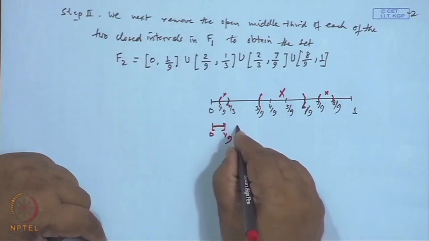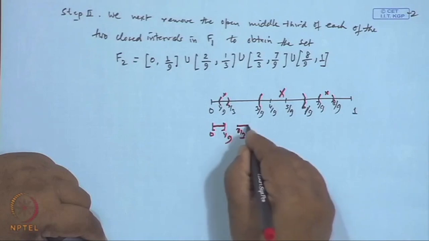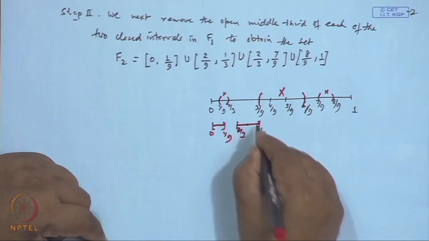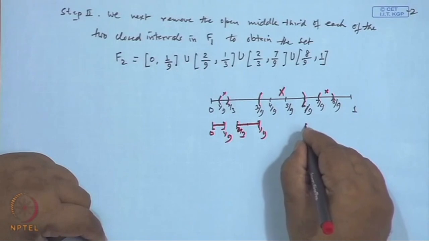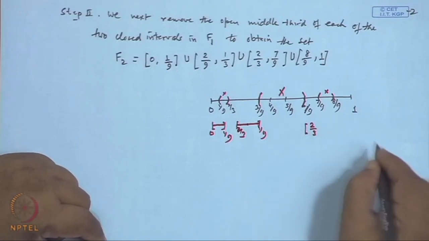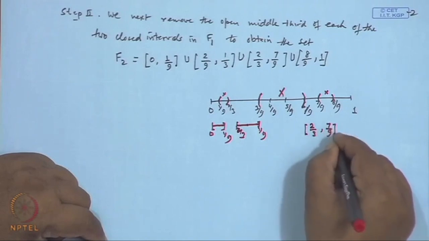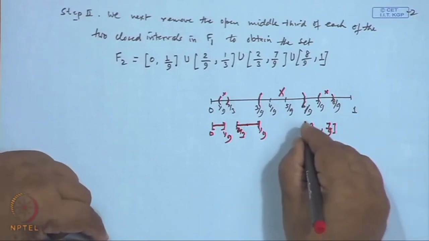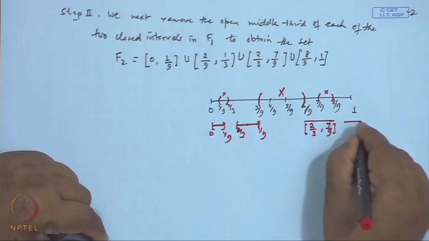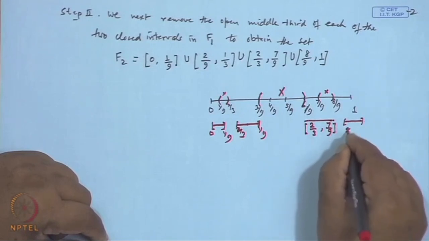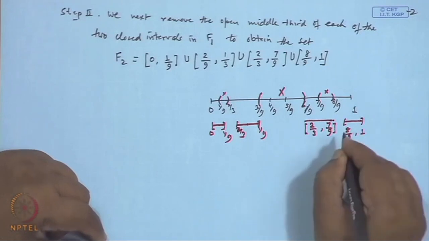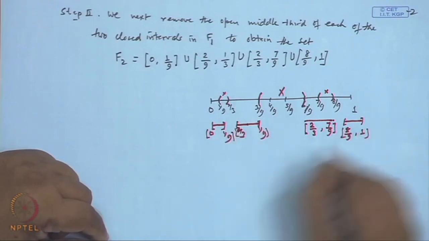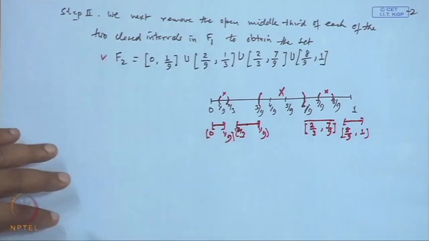Then this portion is dropped, so 2 by 3, and then 1 by 9 this portion, then this portion is dropped, so here 6 by 9 means 2 by 3, then 7 by 9 and this portion is dropped. So, this one is then this one is 8 by 9 and 1. So, basically these intervals are there, closed intervals are left, union of these we denote by F2.